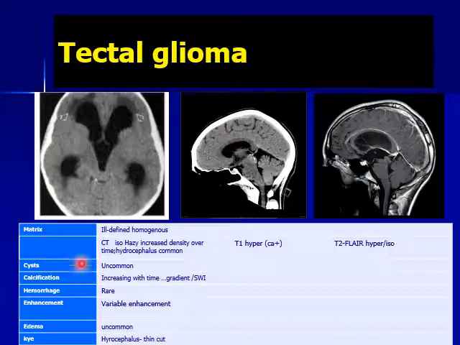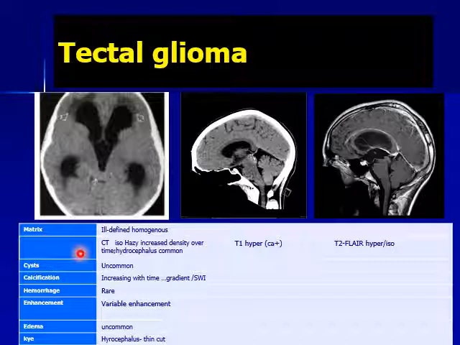So the tissue matrix is ill-defined, homogeneous. CT is iso to hazy, with increased density over time. Hydrocephalus is common. T1 is variable according to the presence of calcification. It could be hypo, hyper, iso. T2 and FLAIR could be hyper or iso. It is uncommon to see cysts with this tumor. Calcification occurs with time, rarely do we see hemorrhage. Enhancement is variable. The tumor is very small and it is surrounded by CSF, so edema is uncommon. And the key is hydrocephalus.